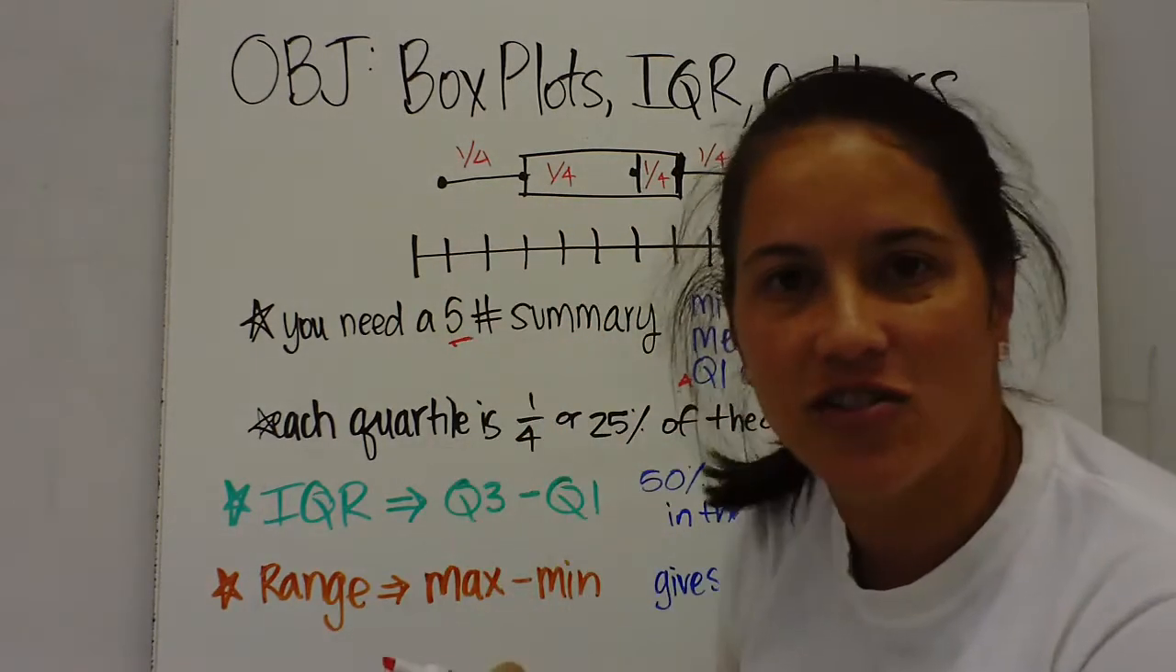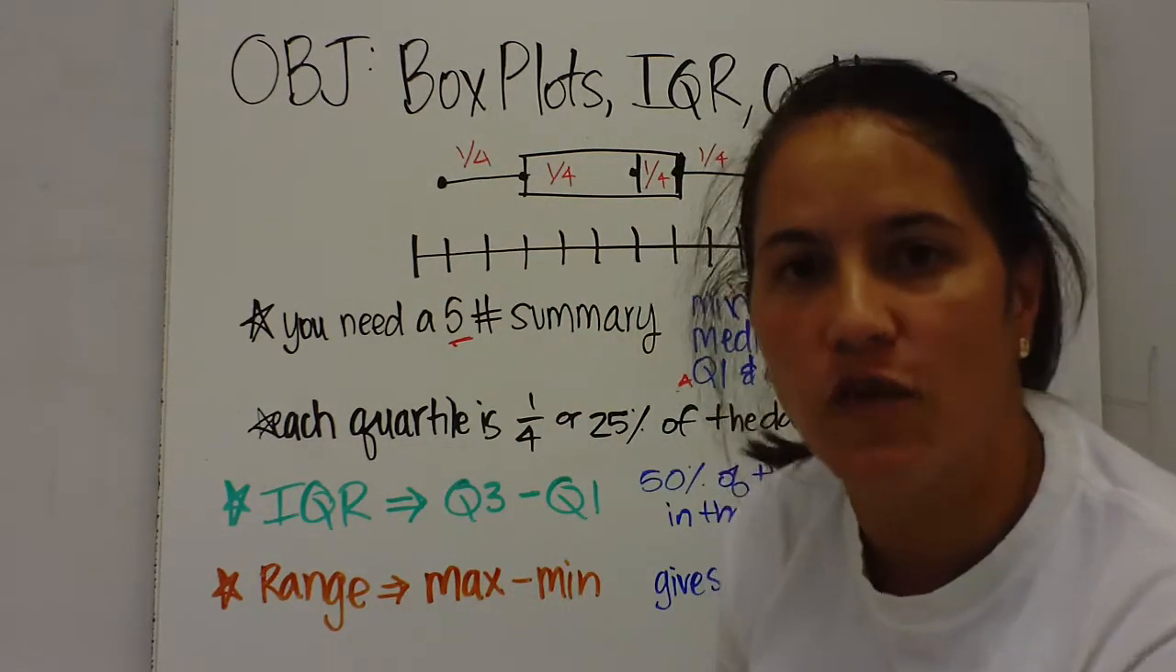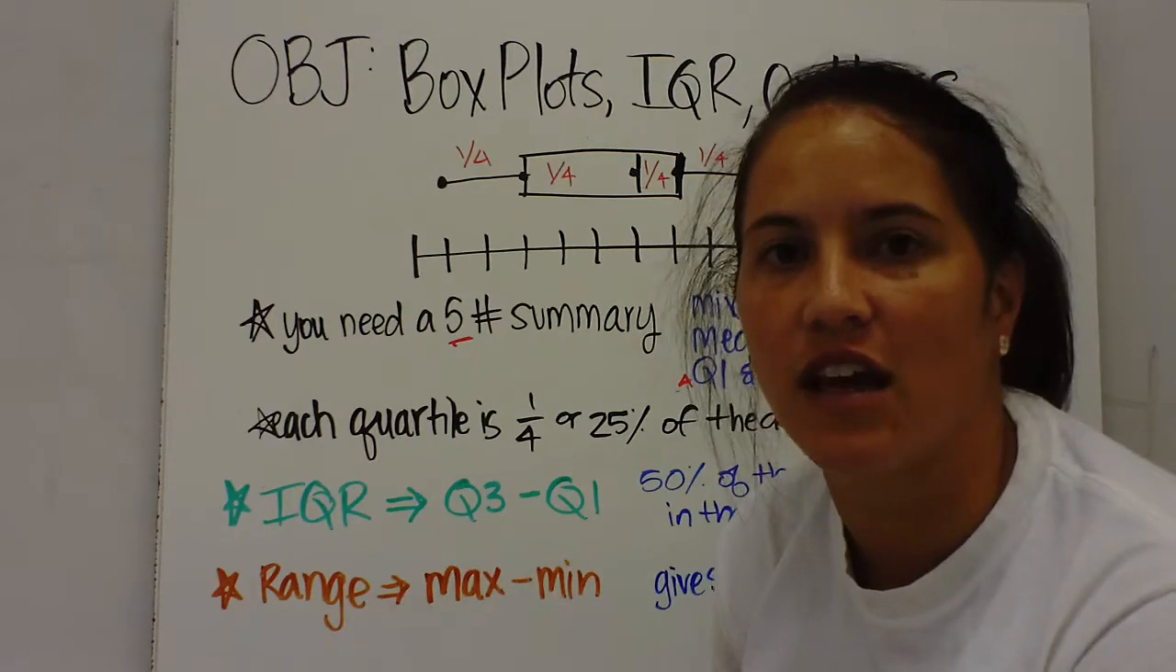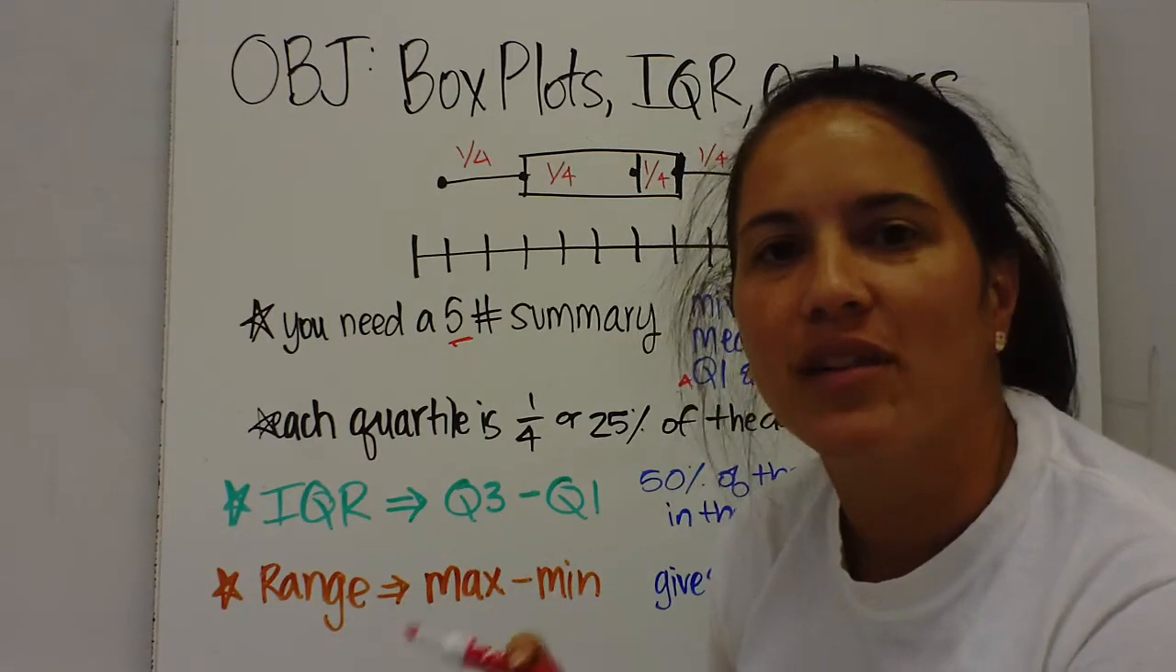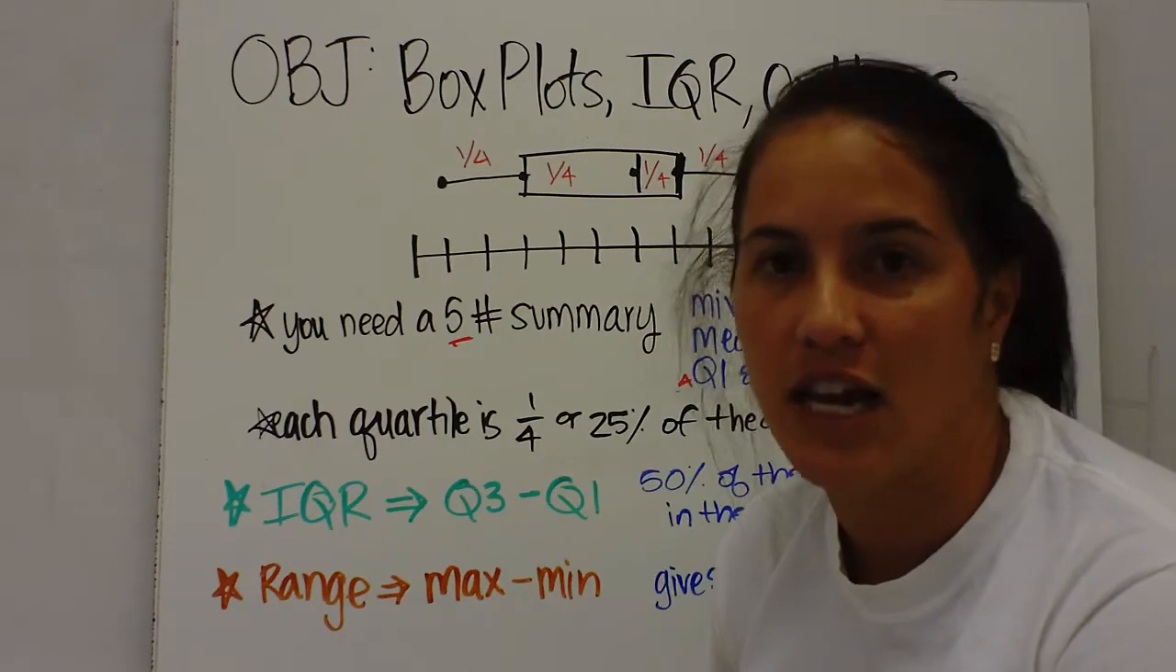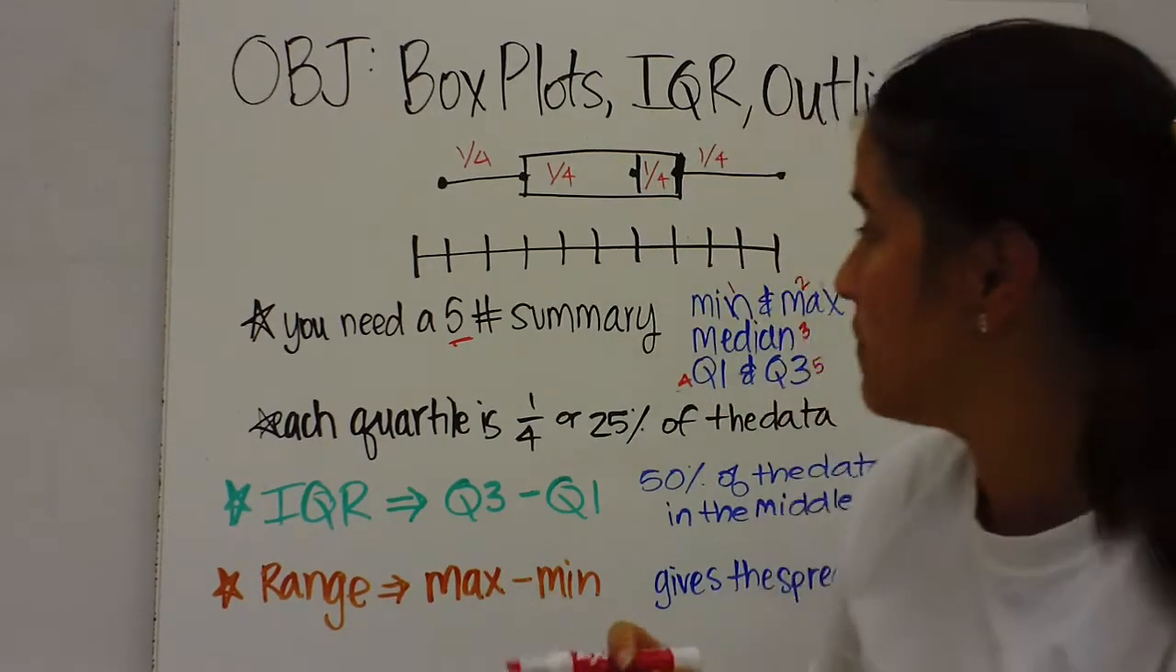So each section is called a quartile. Quart means 4, so each section is a fourth of the data. They might not look equal, but they do have the same number of data items in that section.